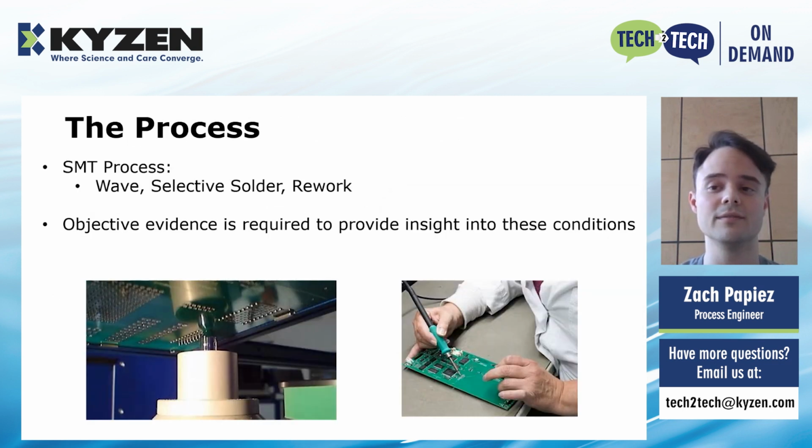As mentioned previously, the process that was examined includes wave, selective, and rework procedures. Objective evidence is required to provide insight into these conditions. Basic examples of selective solder and rework are also shown on this slide. Sometimes the rework process is as basic as re-hand soldering at the end of a PCB process. There are a wide variety of process changes that can be derived from this.